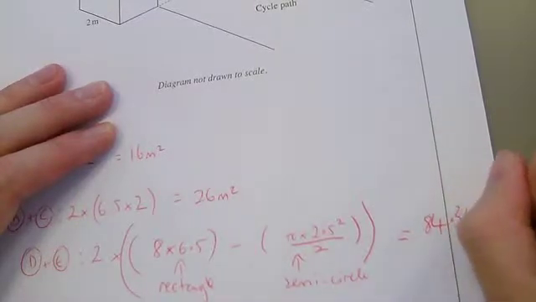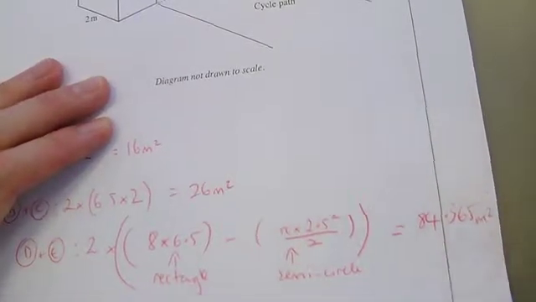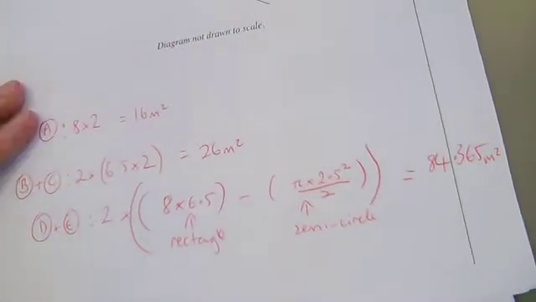I'm going to say 365. We're going to go to 3 dp. I think that'll be fine. Meters squared. Okay? And then F.